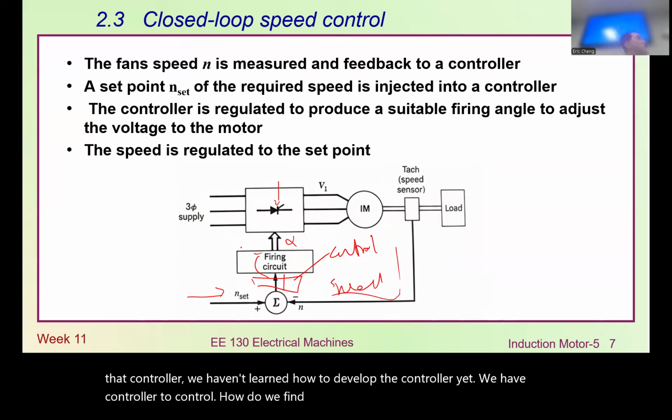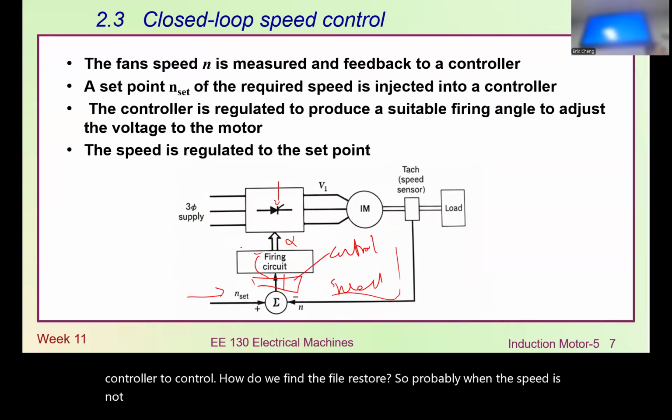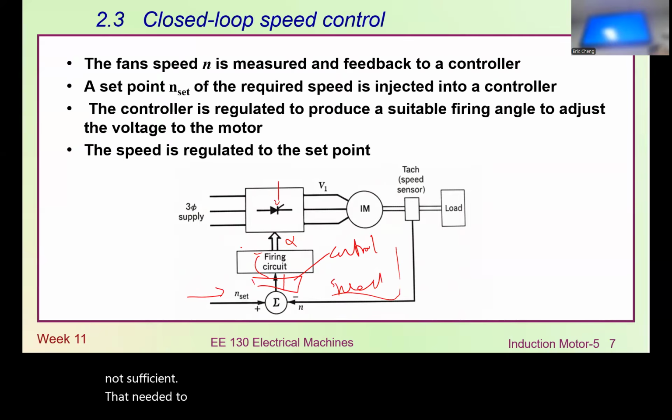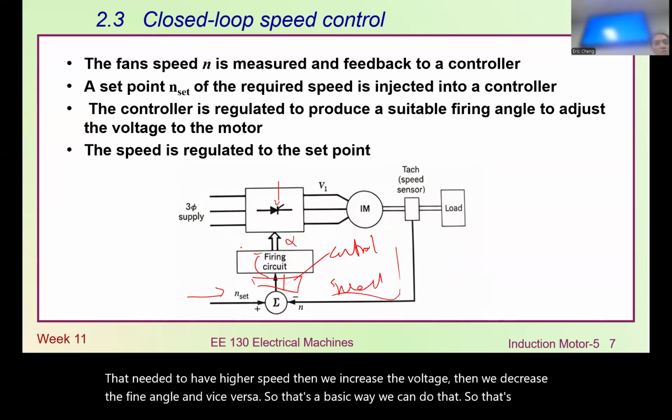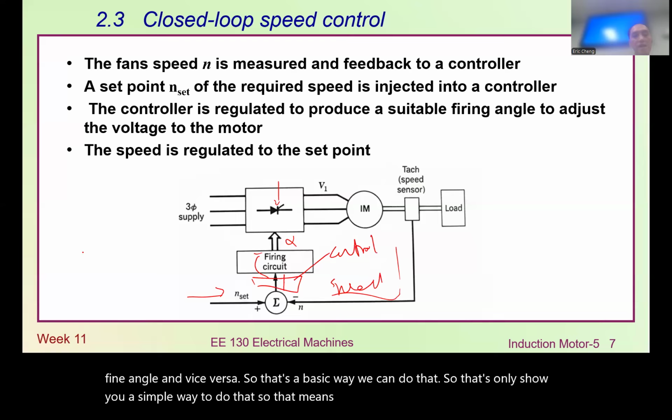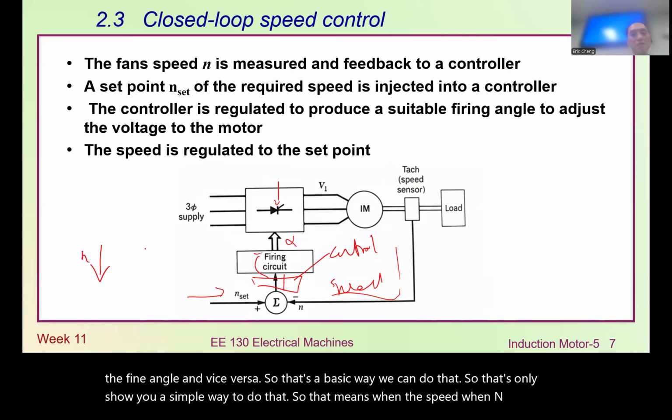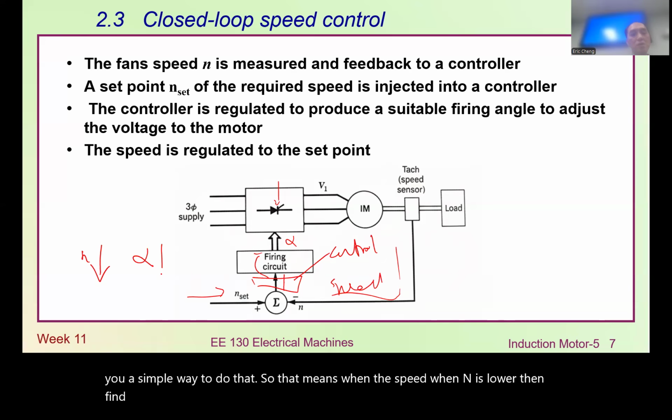So probably when the speed is not sufficient and we need higher speed, then we increase the voltage, then we decrease the firing angle, and vice versa. So that's the basic way we can do that. That's only to show you a simple way to do it. That means when n is lower, we can lower the firing angle in order to control the speed to what we want.